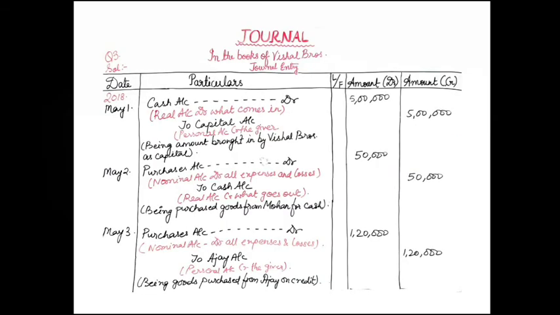Moving on to the solution, cash account debit to capital account 5 lakh, that is real account debit what comes in and capital account is personal account credit the giver. Purchases account debit to cash account, second entry for 50,000, where nominal account debit all expenses and losses, real account credit what goes out. Third, purchases account debit to Ajay account 1,20,000, that is nominal account debit all expenses and losses, personal account credit the giver.